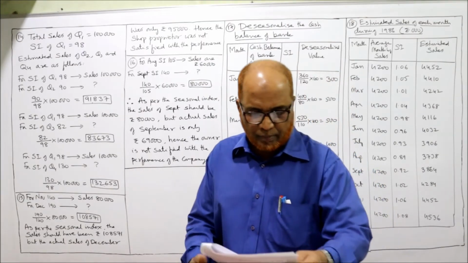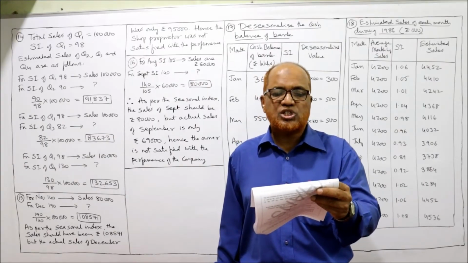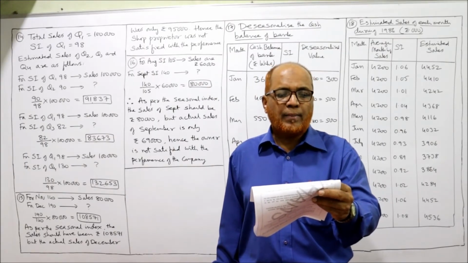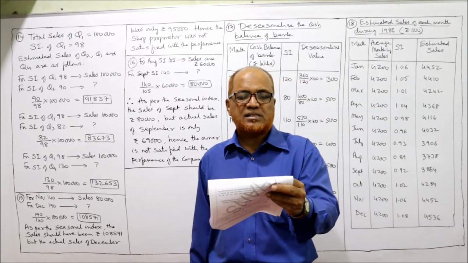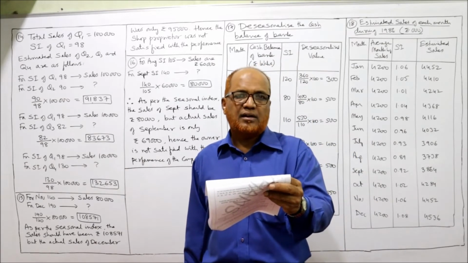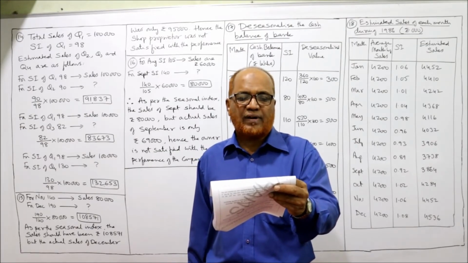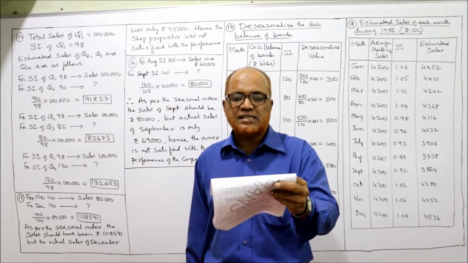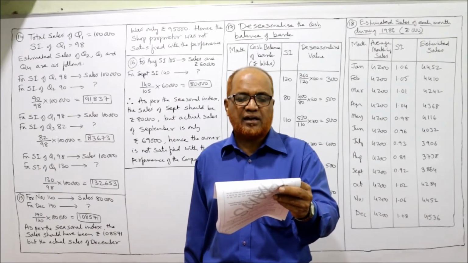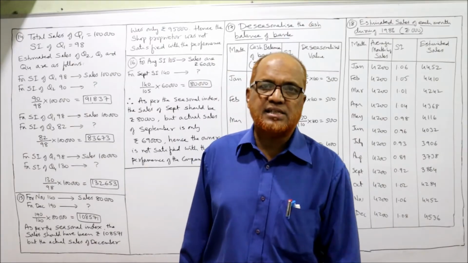Next, 17th problem. Deseasonalize the following data using a suitable method. Here months are given, January, February, March, April, May, June. Six months' cash balance of a bank, in rupees in lakhs, is given: 360, 400, 550, 360, 350, 550. Seasonal indices are given: 120, 80, 110, 90, 70, 100. We have to deseasonalize the data using this seasonal index.